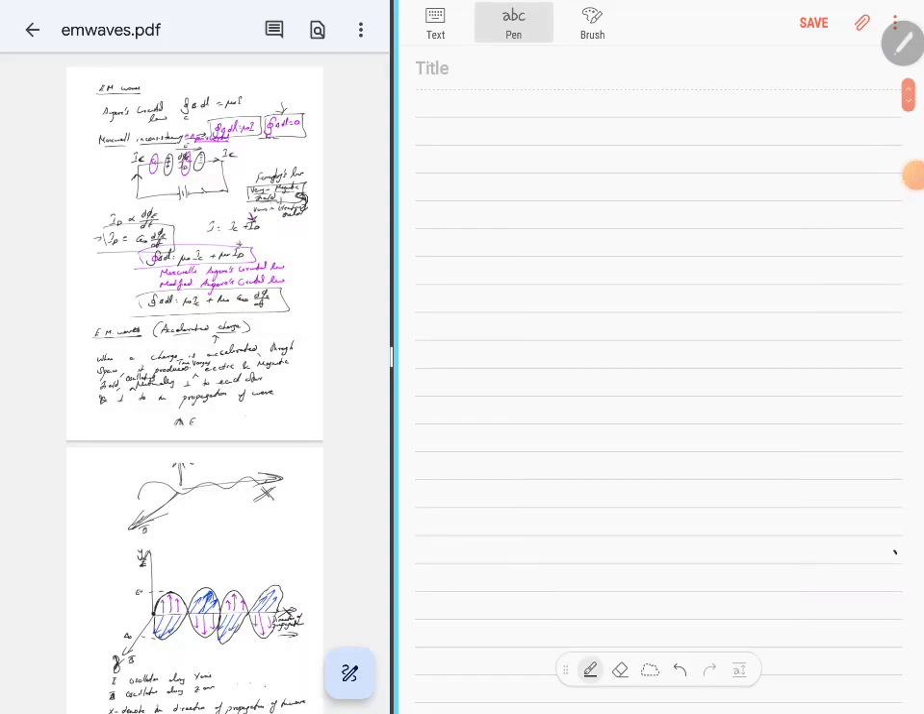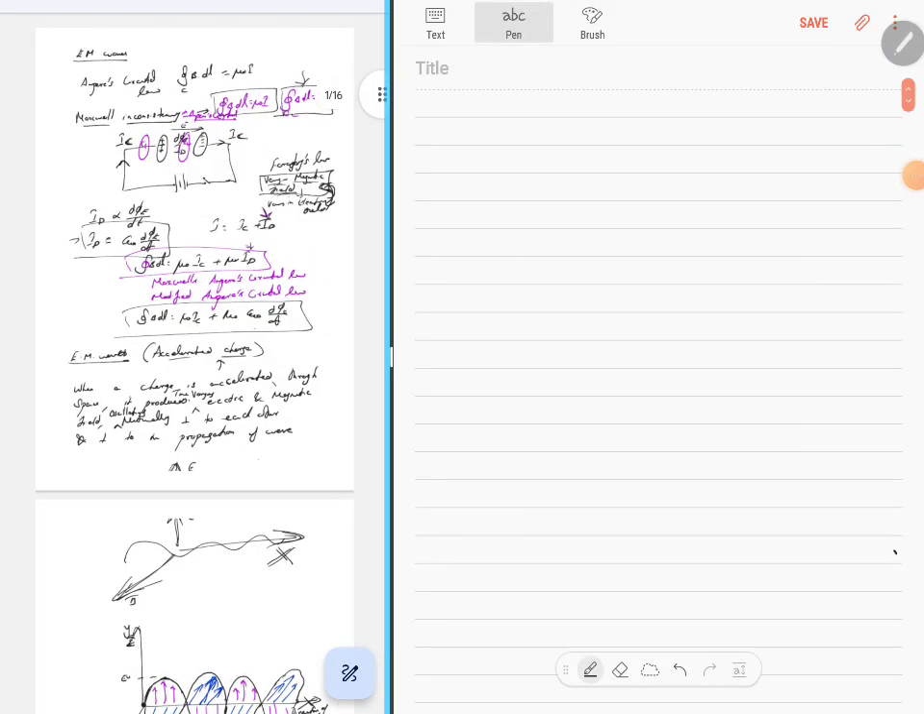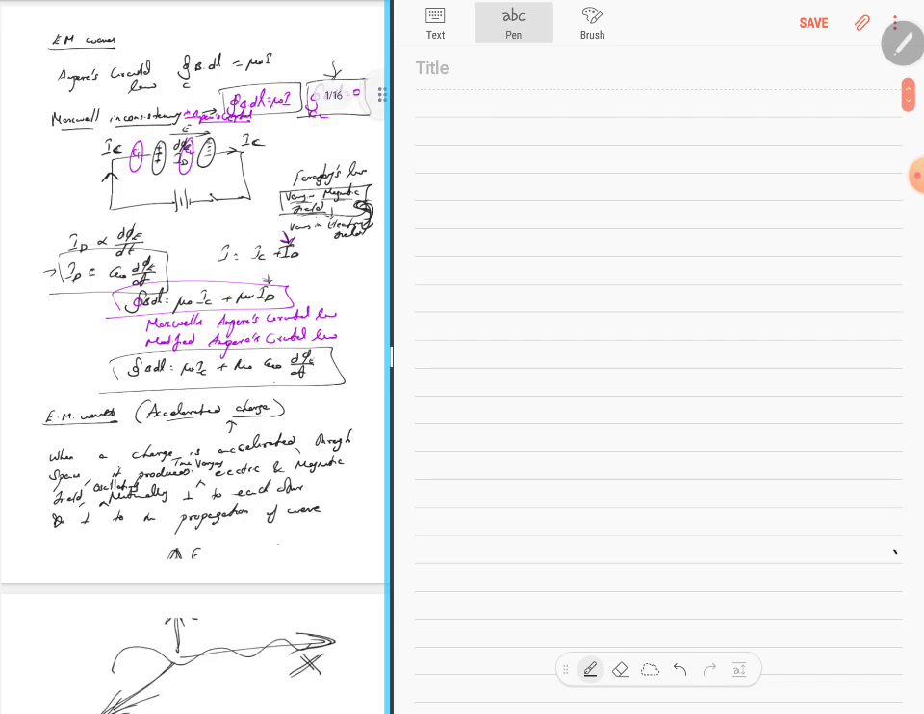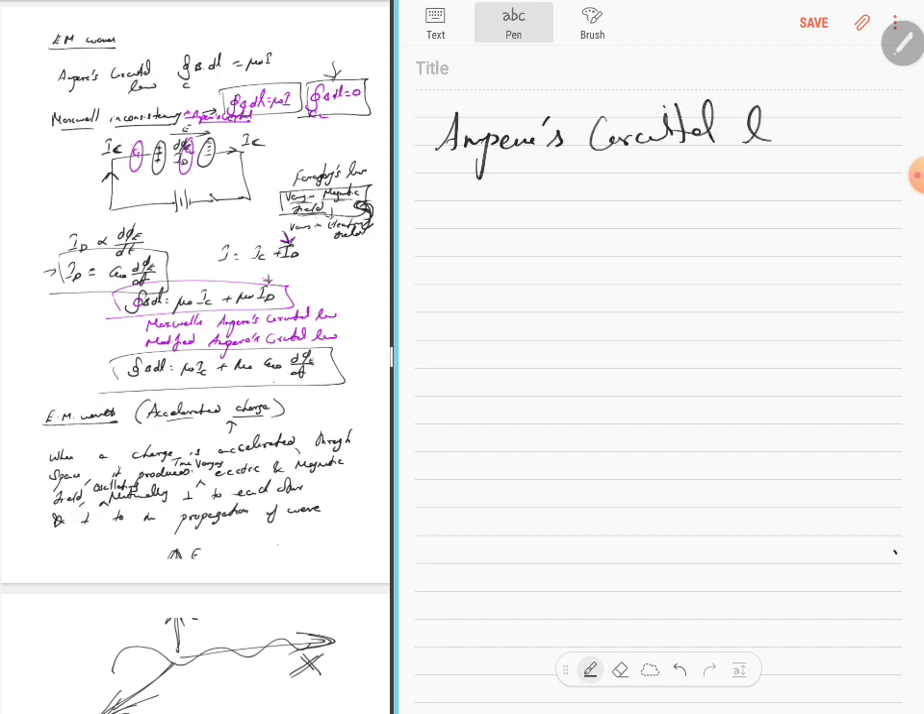Electromagnetic wave lesson. The first thing that I want to tell you is about Ampere's circuital law. You should know that Ampere's circuital law states that integration of B dot dl is equal to mu naught into I, where mu naught stands for permeability in a magnetic field. Okay, so that's about mu naught times I.